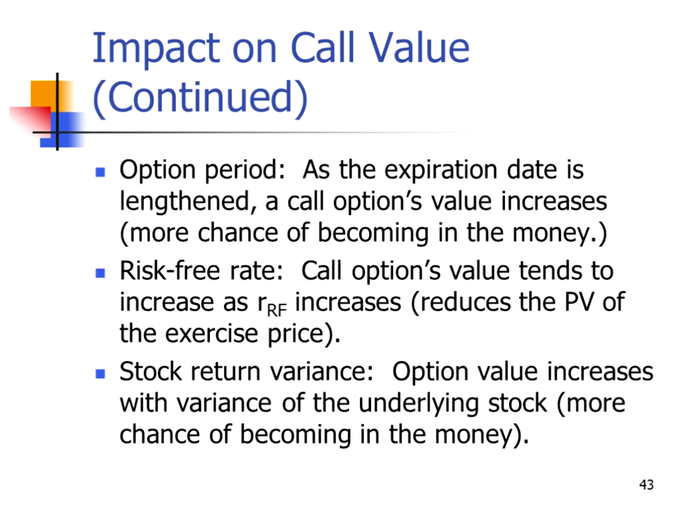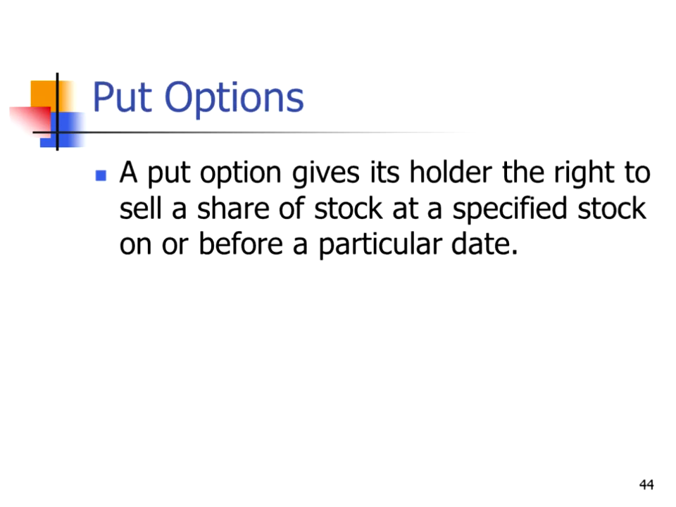Option period: as the expiration date is lengthened, the call option value increases. Remember, we discussed you get more chance of being in the money. Risk-free rate: call option value tends to increase as the risk-free rate increases, because it reduces the present value of the exercise price. If the risk-free rate increases, what's going to happen to the present value of the exercise price? It'll reduce. Stock variance: option value increases with variance of the underlying stock. More chance of becoming in the money.